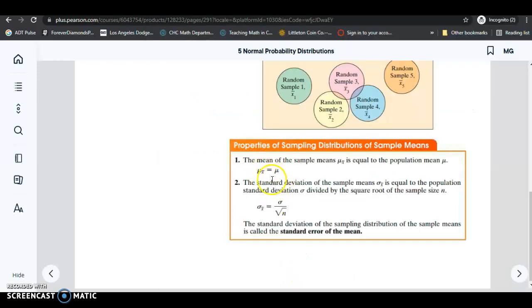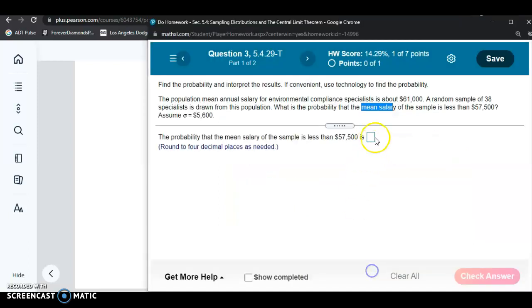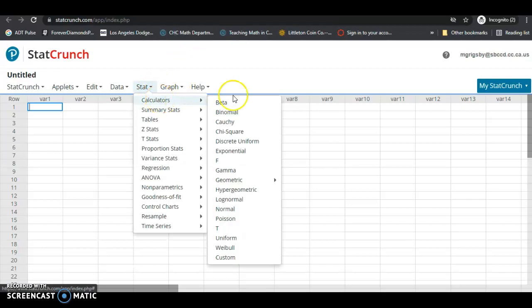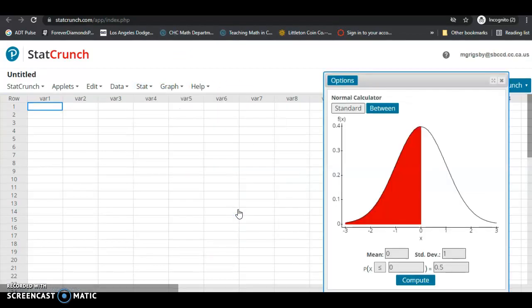And according to the book, the mean of the sample means is equal to the population mean. So the mean of the sample means is equal to 61,000. So we'll go to StatCrunch, the stat menu, calculators, and the normal. We're going to replace the mean with 61,000.